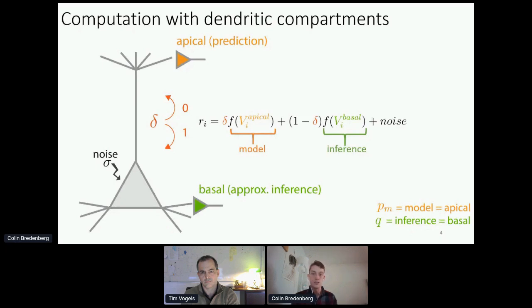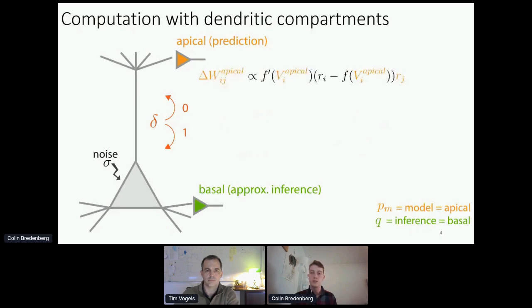Now, because there's noise added on top, neural activities are samples from a probability distribution. In fact, when delta equals 1, we're sampling from Q, and when delta equals 0, we're sampling from PM. That's our model. We're also going to include synaptic plasticity at both the apical and basal dendrites, which are going to be very similar to one another.